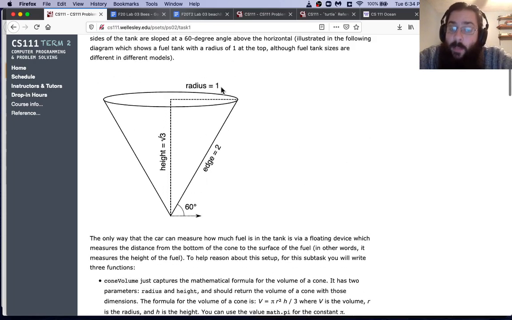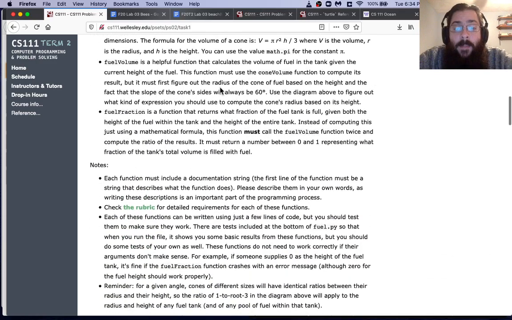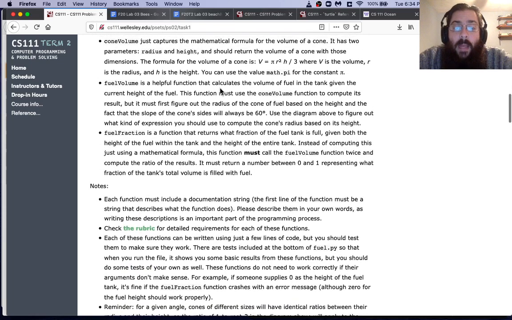If the radius is 1, the height is the square root of 3, right? So if the radius is 2, the height would be 2 times the square root of 3. You can use that proportion to figure out, for a given height, what is the radius. And then you'll have this height and the radius values. You can plug those into the cone volume function, and get your result for fuel volume.